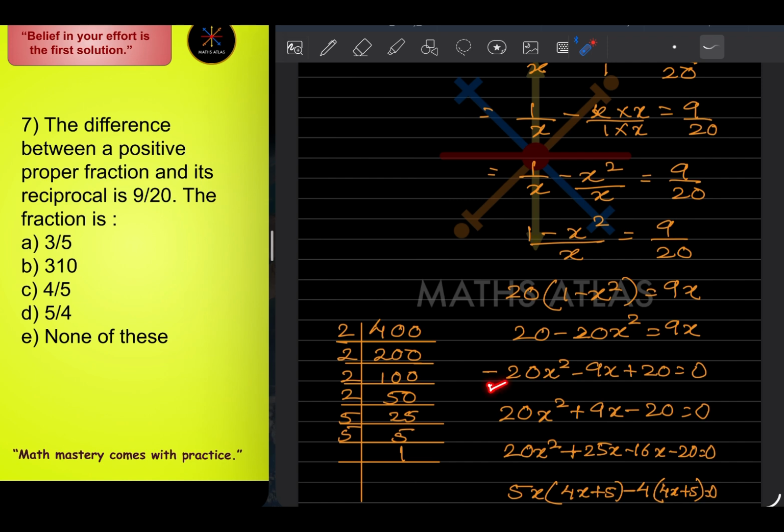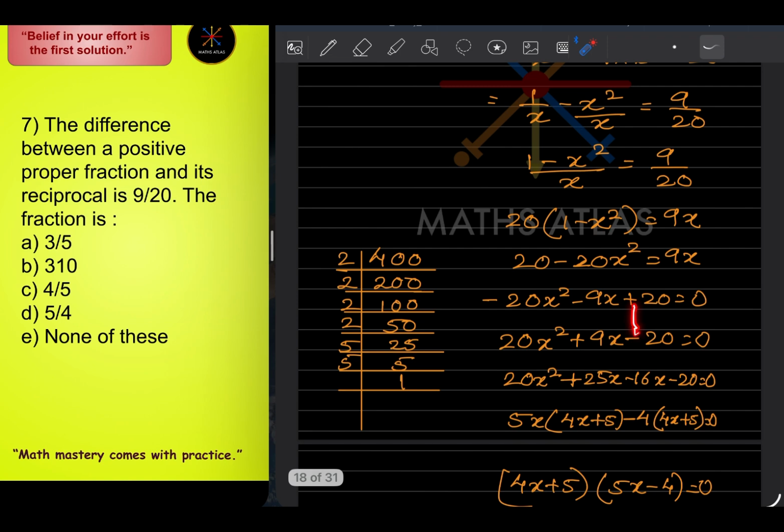But in a quadratic equation, the coefficient of x square should always be positive. To make this positive, this minus will be plus. Since we have changed this sign, we have to change the other signs as well. So this is going to be 20x square plus 9x minus 20 is equal to 0. Now we have this quadratic equation. Always take the coefficients of the first and the last term and multiply them, which gives 400.